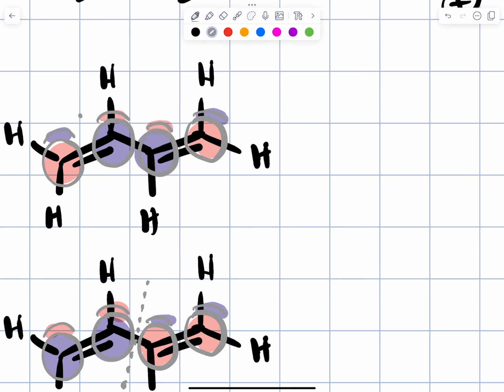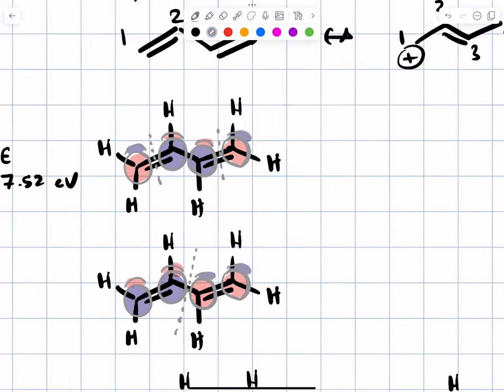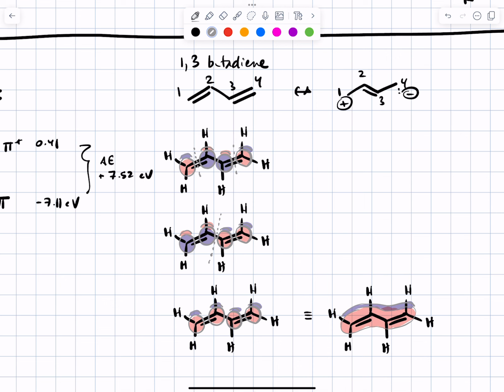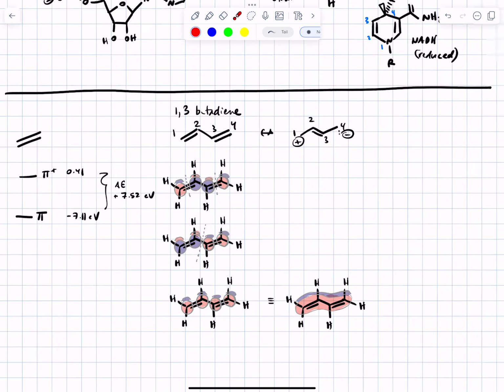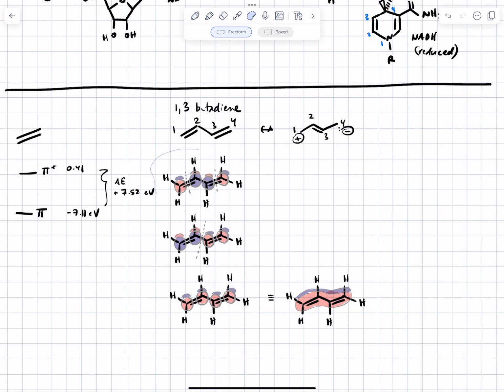So we'll put nodes in between carbons 1 and 2 and between carbons 3 and 4. So you can sort of see a pattern here: 0 nodes, 1 node, 2 nodes. We've gone through some of this before in our earlier discussion of MO theory.